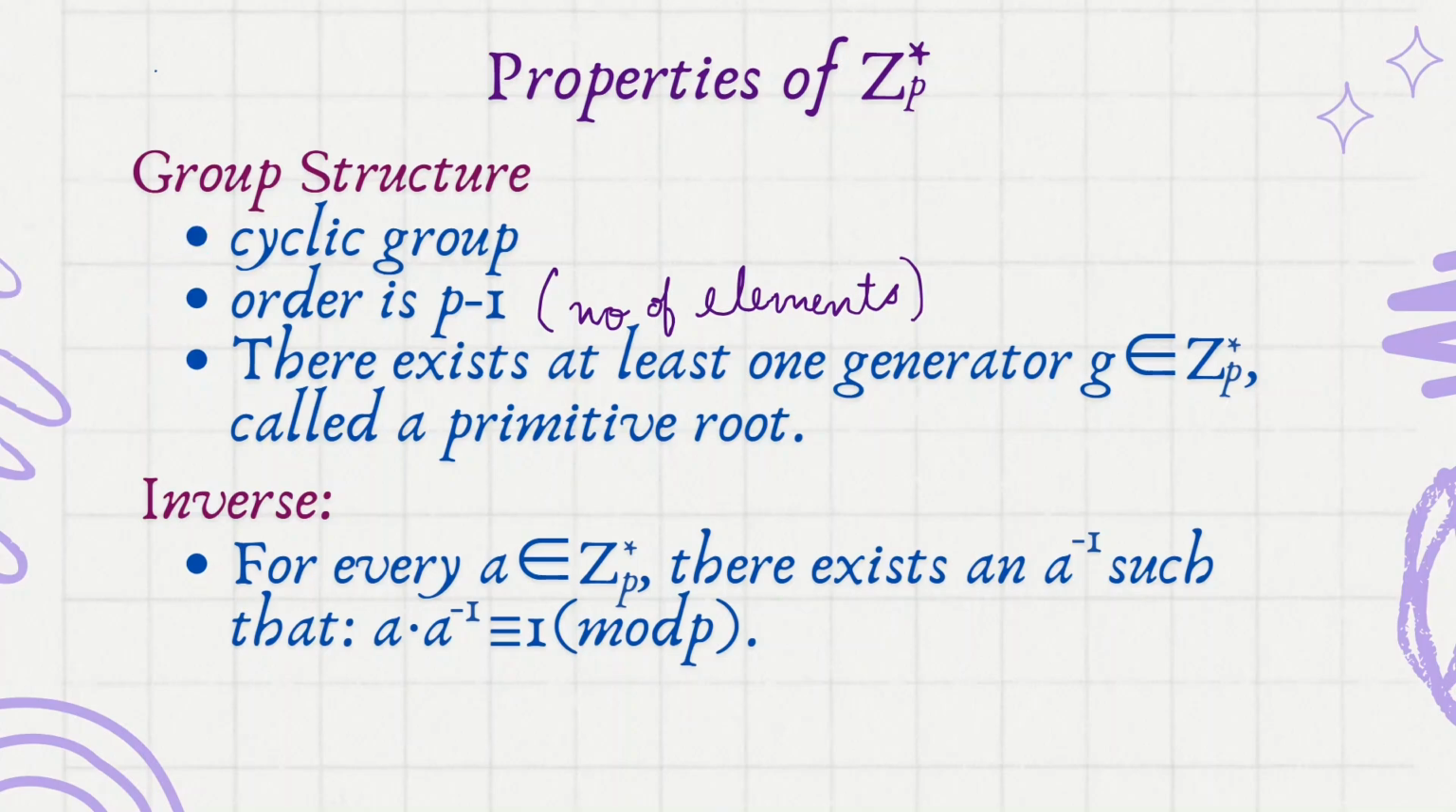A cyclic group is defined as a group where one of its elements can generate all the elements in that group. Inverse: for every a belonging to Zp star there exists an a inverse such that a times a inverse is congruent to 1 mod p. And remember, we know how to calculate the inverse based on the extended Euclidean algorithm, the extended GCD algorithm. The other property is that the inverse exists for all elements in Zp star.